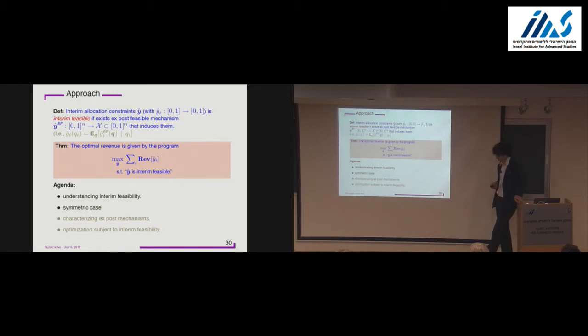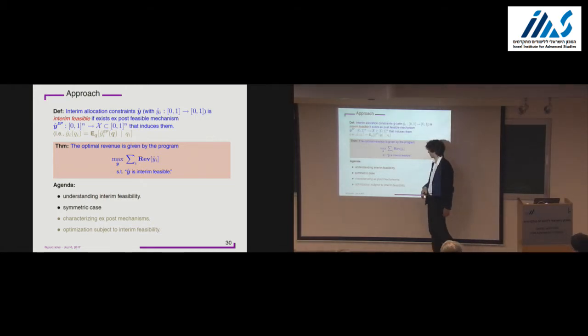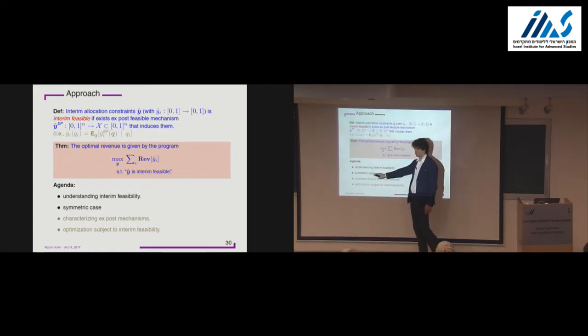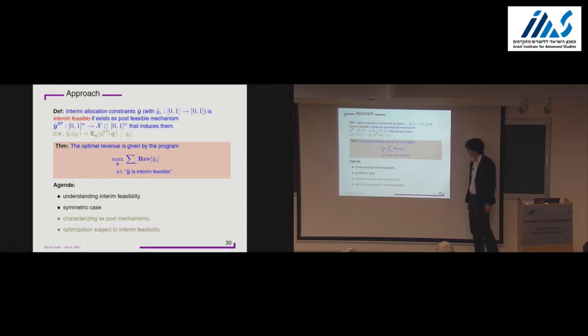So here's what I'm going to hope to do in my remaining time. I have some slides on some stuff that's more advanced, which I might get to, but I might end up skipping it. I want to understand better what interim feasibility means with some examples. And then I want to look at the symmetric case where things turn out to be actually really simple. And if I get to it, I'll show you some pictures of the more general case.